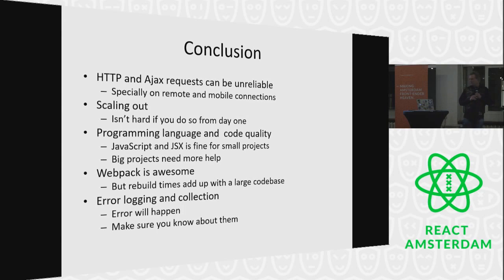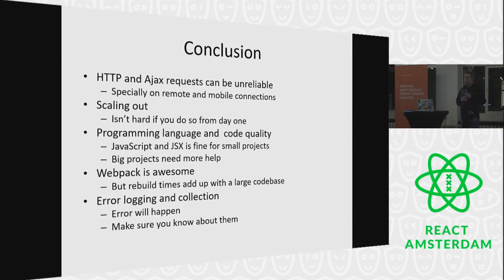So with that, I'm at the end. So just a short recap. Remember, HTTP on your local dev machine is perfectly reliable, perfectly fast, but in the real world, it's not, especially if you go mobile or satellite. Scaling out from one to two servers is hard, so make sure you do that right from day one. Don't start doing that for the first time when you run into load problems, because you'll scale to the second machine and you'll have more than just load problems.